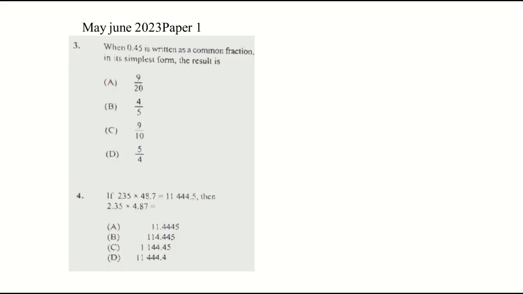Or what is 0.45 written as a common fraction in its simplest form? To turn 0.45 into a fraction, we count the decimal point as 1. And how many digits are there after the decimal point? 2. So you put 1, and then there will be 2 zeros. So there will be 45 over 100. However, they want it in the simplest form. 5 goes into this, and 5 goes into this. This would be 9 over 20. So that is the answer E.